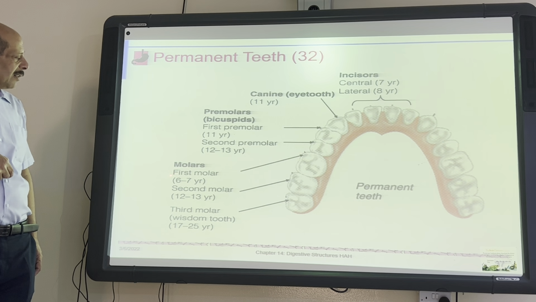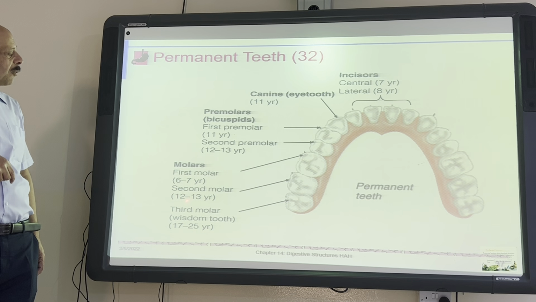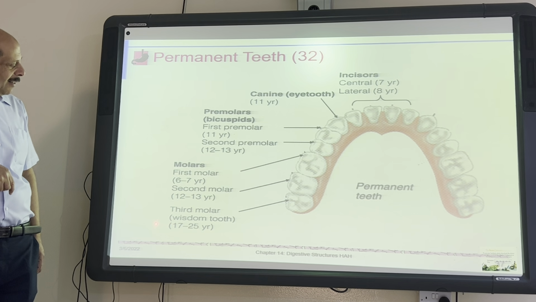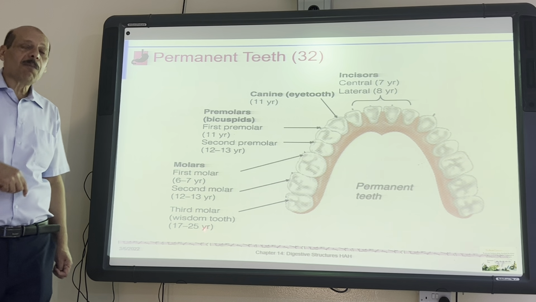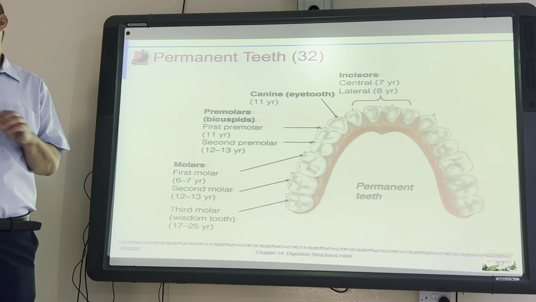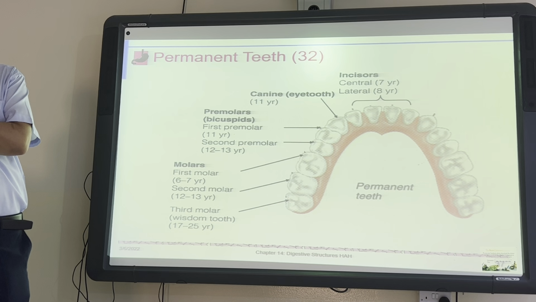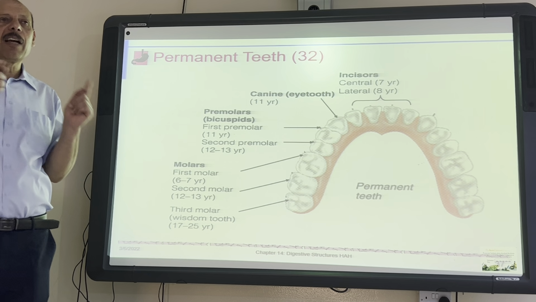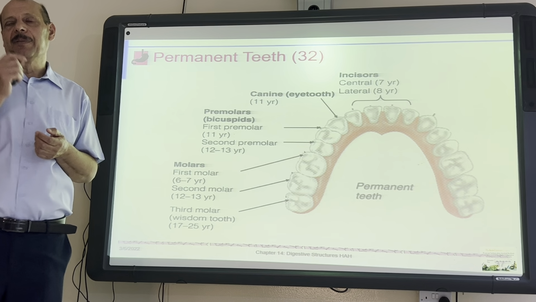Then the first molar will start at the age of 6 to 7 years. The second molar, 12 to 13 years. The third molar or wisdom teeth, from 17 to 25 years. So it is the latest one that will erupt, and it sometimes takes longer to erupt.